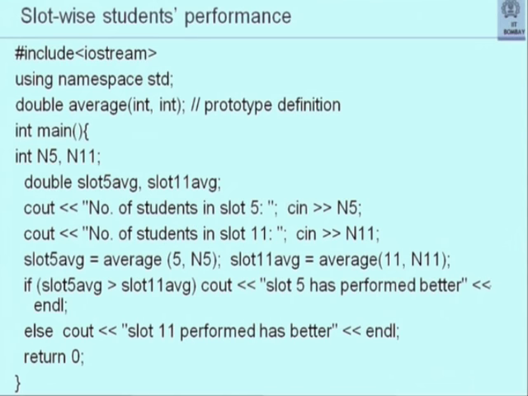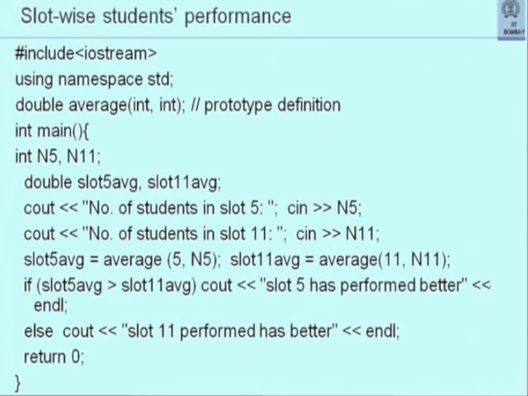This program finds out the average marks scored by two groups of students. Students who attend CS101 in slot 5, you are slot 5, right? And students who attend lectures in slot 11. Let's say as a teacher, I am just curious to find out which group is doing better. Same test is given to everyone. So what I want to do, I want to read the number of students and their marks in slot 5, number of students and their marks in slot 11, and calculate the average.